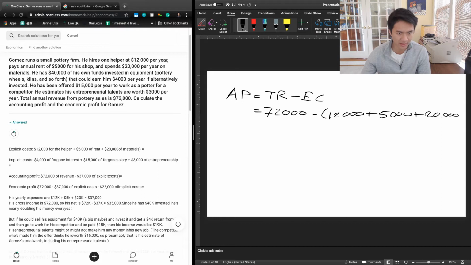He has been offered $15,000 per year alternatively. That's an implicit cost, not an explicit cost. He estimates his entrepreneurial talents are worth $3,000 per year. Not really an explicit cost either. That's not $3,000 that's leaving the business.